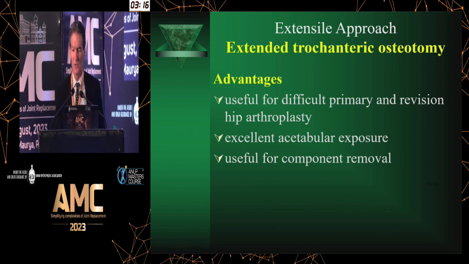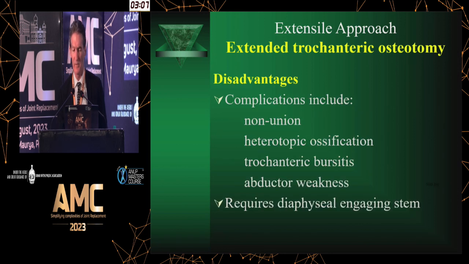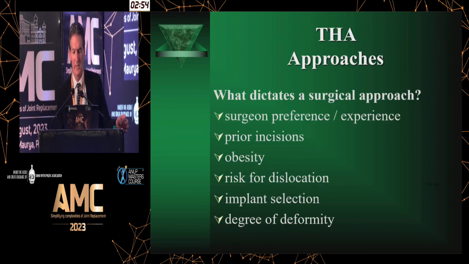And the advantages are that it's useful for primary and revisions. You get excellent acetabular exposure. It's useful for component removal when it's cemented way down the shaft or somewhat. But there's a huge amount of complications: non-union, heterotopic ossification. You get bursitis, abductor weakness. And it does take a long stem that bypasses where your ETO is. So big stuff going on there.